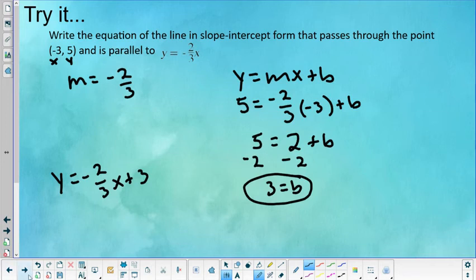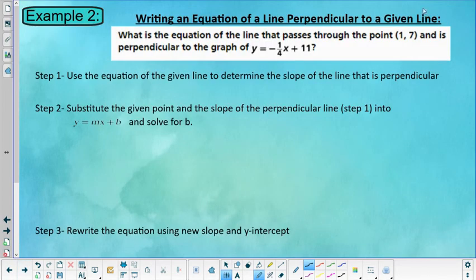Now let's talk about perpendicular this time. You have to be very careful because they will be worded the same, just one will say parallel and one will say perpendicular. So the first step is to use the equation to find the slope that's perpendicular. So remember, in the first one, our slope is negative 1/4. We want the opposite reciprocal. So the opposite would be 1/4. And if we take 1/4 and we flip it upside down, our new slope is actually going to be 4.